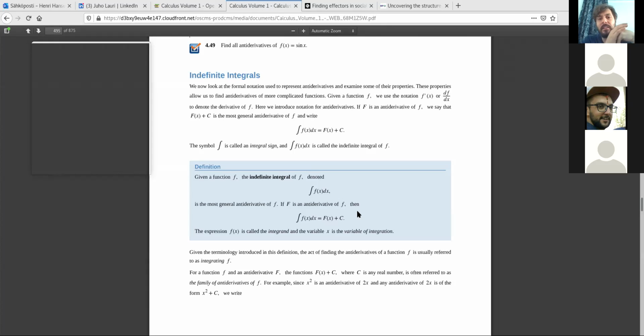So the indefinite integral of f of x is found by taking an antiderivative of f and then adding any constant to it. So we use this indefinite integral sign, but this seems ridiculous or weird. Why is this f of x between this dx and this sign? It'll be explained shortly whence this comes from.